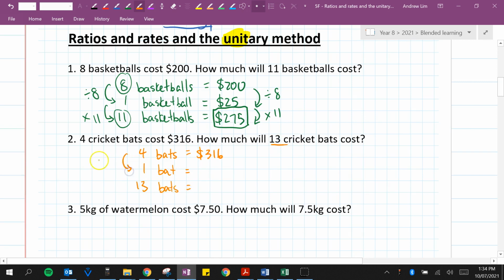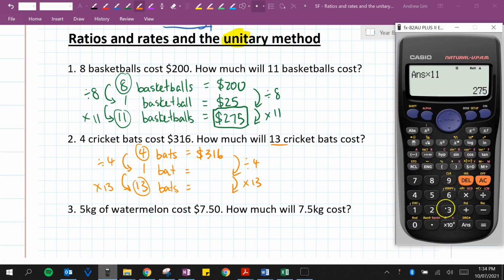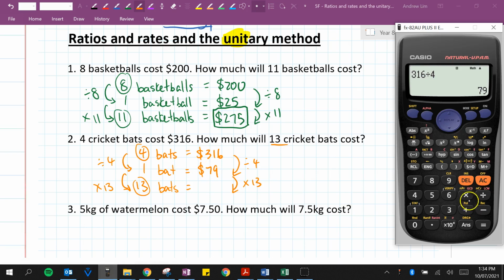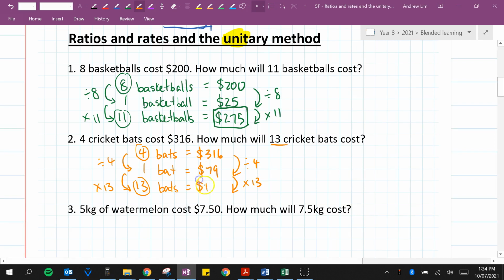So we need to divide by the top number, times by the bottom number. So I'm going to do the same thing on this side, divide by 4, times by 13. Take my 316, divided by 4, that's $79 for 1 cricket bat. And then I'm going to times it by 13, so 13 bats cost $1,027.